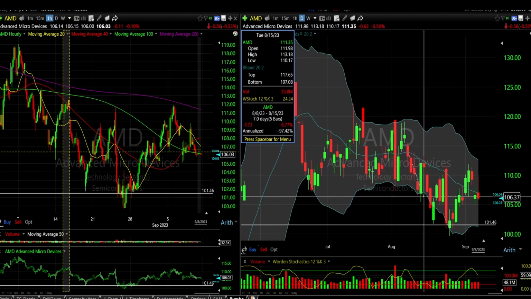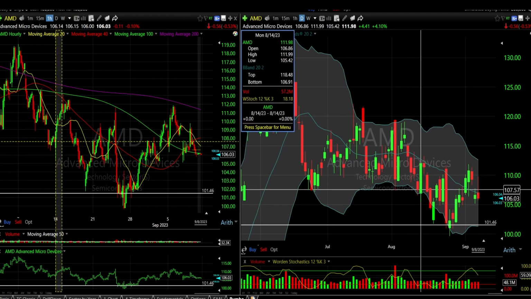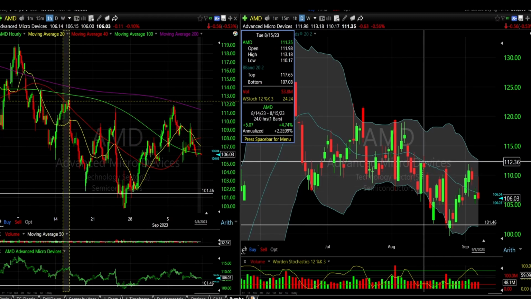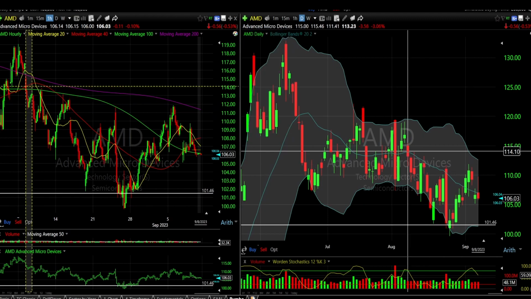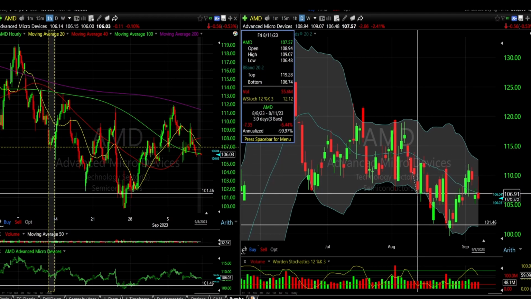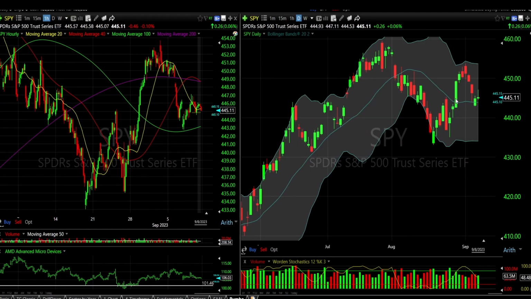Medium line breaks it downwards, you go there, you go to the edge of the BB, and you sell. Then it goes upwards, you go all the way to the medium line, and then you sell. 107 to 112, 5 points. 114 to 107, 106. That is about 7 points. Same strategy. A continuation of this is with SPY.